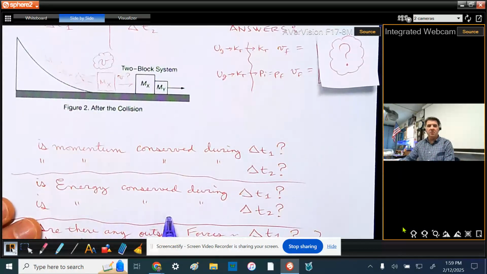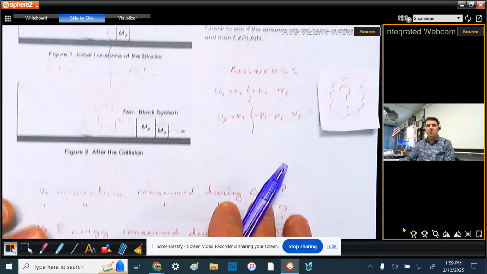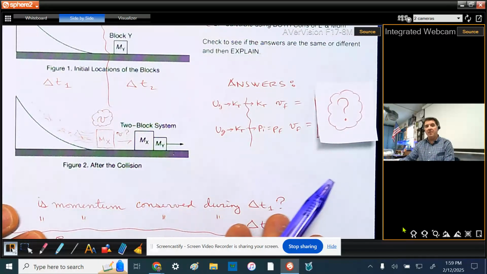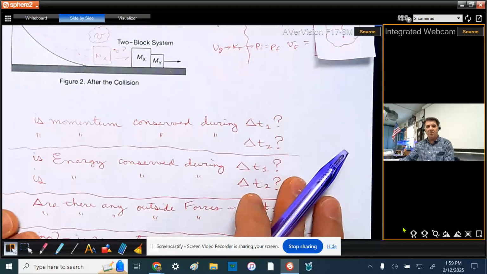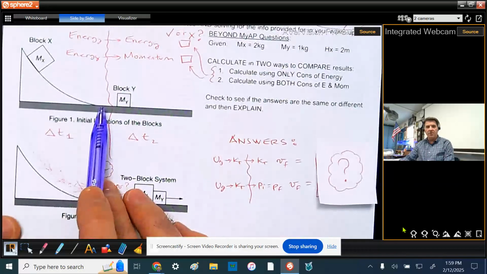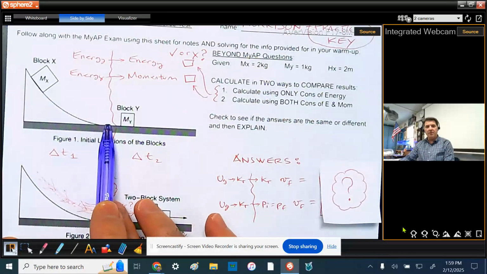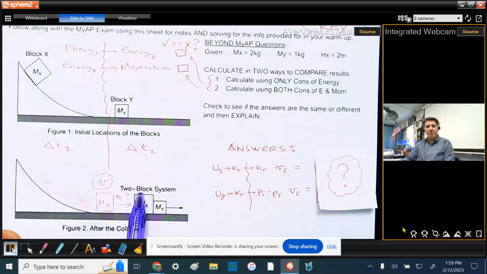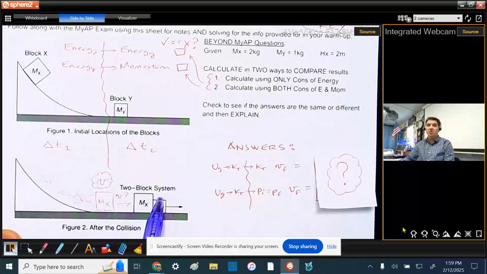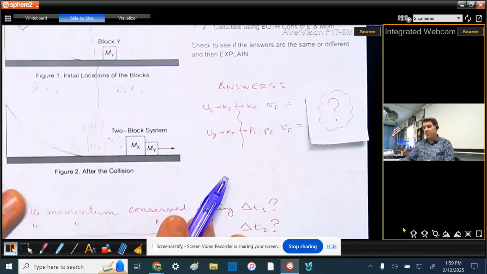Is energy conserved during time frame 2? So time frame 2, it's a collision, and they stick together. So you can think about that. Then I get more specific. Are there any outside forces in time frame 1? So looking at time frame 1, are there any outside forces? And then time frame 2, same question. Are there any outside forces in time frame 2 when we're talking about the collision on a frictionless flat incline?